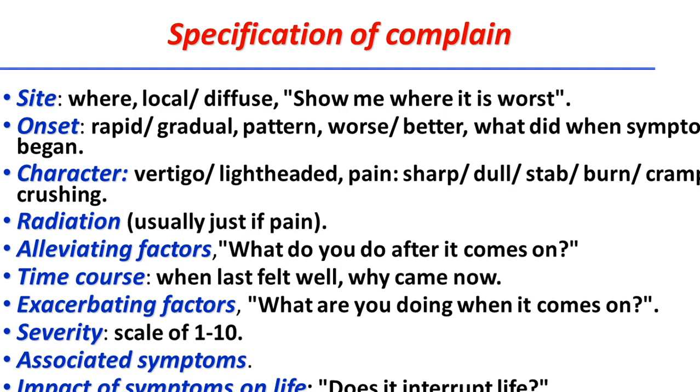How do you make detailization of complaints? Of course, you should ask about the site. For example, chest pain. You should ask about the site, where. Is this local pain or diffuse? Onset: was it rapid or gradual, or maybe a pattern? And what makes it worse, what makes it better. Character of pain, for example, dull pain or sharp pain or stabbing pain or burning pain. For myocardial infarction, the character is stabbing and sharp pain. For angina, for example, the character is burning pain.